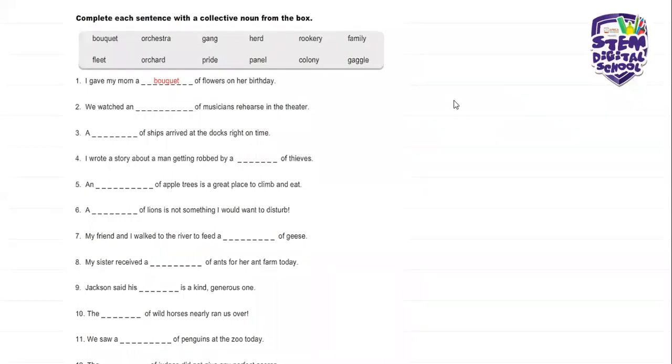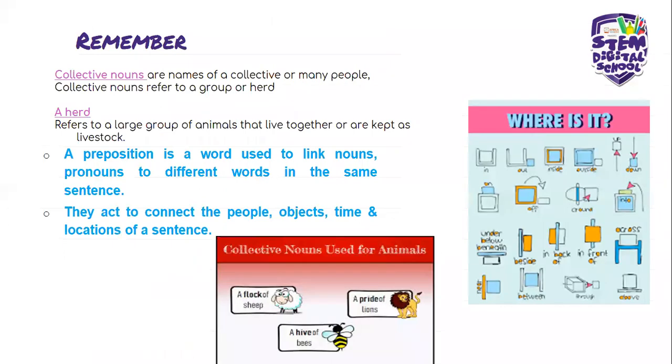Now, okay, to save time, friends, let's continue with the lesson. Remember, let's catch up what we said about collective nouns. We said collective nouns are names of many people or a group or a herd. A herd refers to a large group of animals that live together or are kept as livestock. Like when we were seeing there, they said a pride of lions. They're talking about a group of animals.